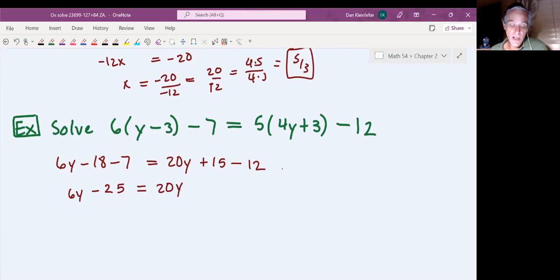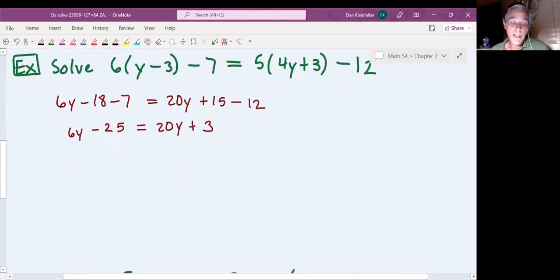Okay, right side, we've got 20y plus 15 minus 12. 15 minus 12 is going to be 3. All right, so once again, we have two terms with variables, two that don't. We have 4 terms altogether. We have to decide which side we'd like to collect the variables on. Earlier, I'd said that usually people like to collect the variables on the left side, but if you take a look here, if we do subtract 20y from both sides, our left side will have a negative 14y.